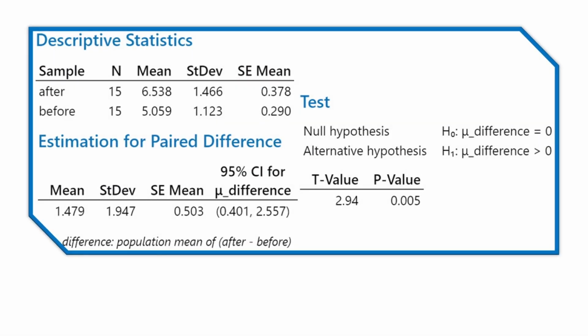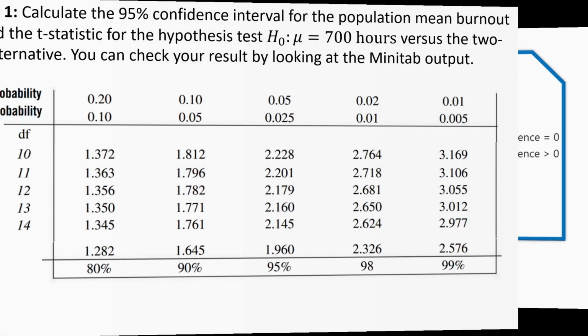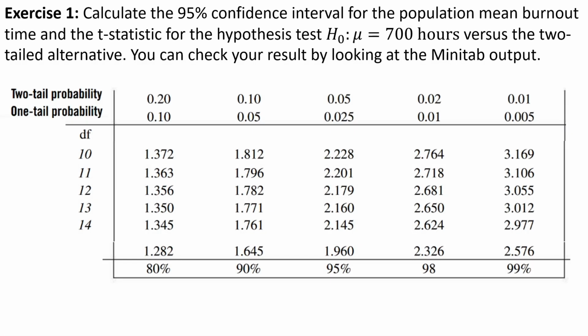So here's all the data. You can see that it is an upper tail test where we're looking for evidence that taking the medication resulted in an increase in lung volume. So that makes it an upper tail test. So let's look at the individual questions. First, we're going to calculate a 95% confidence interval for the population mean.